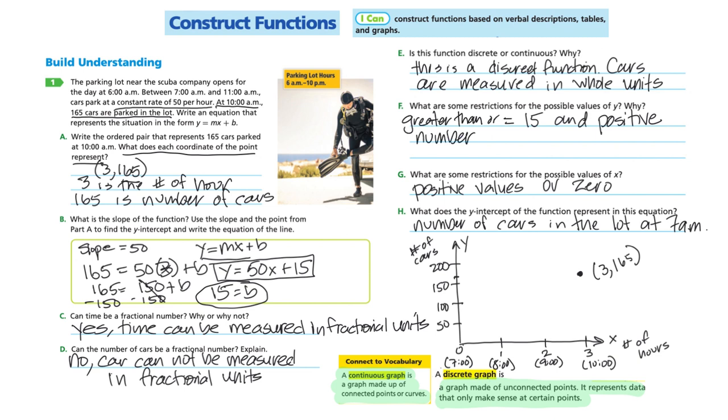And they ask why. Well, you can't have a negative number of cars. And you know that, from the work that you did, there are 15 cars in the lot at 7 a.m. So that's the initial starting point.